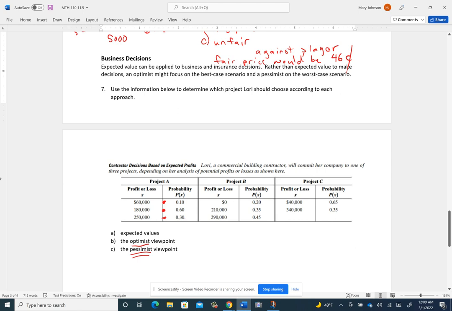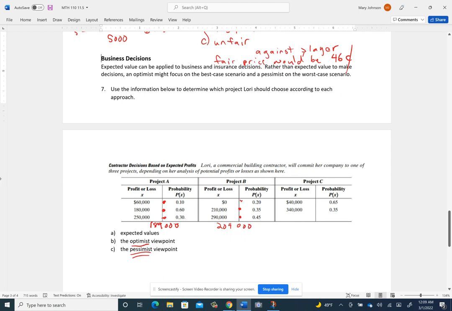So then add it all up, and you'd wind up, if you did that, with 189,000 as the expected value for project A. So the expected value would be that you'd make a profit of 189,000. So do the same on these others. Take 0 times probability of 0.20, 210,000 times 0.35, and 290,000 times 0.45, and then add all those up, and you wind up with 204,000 as the expected value. So you could expect to make 204,000.